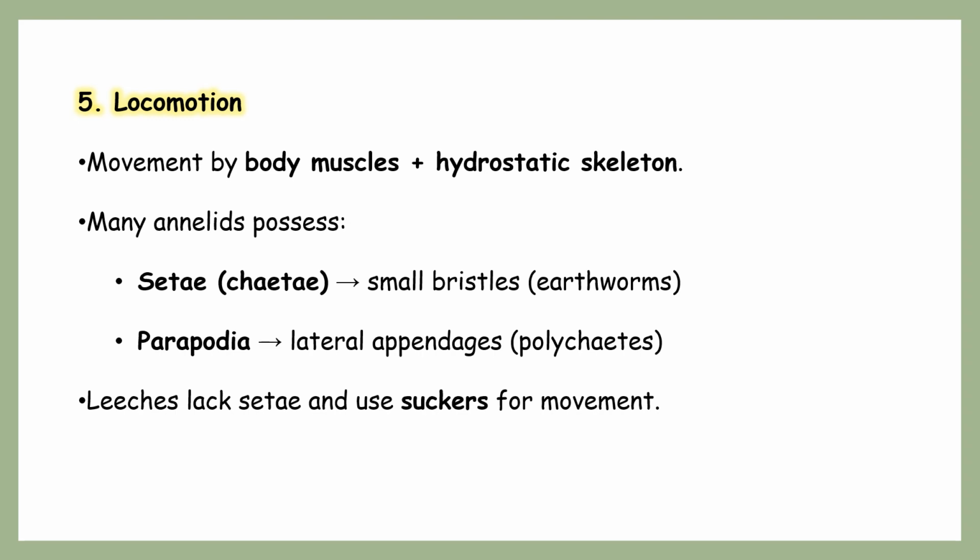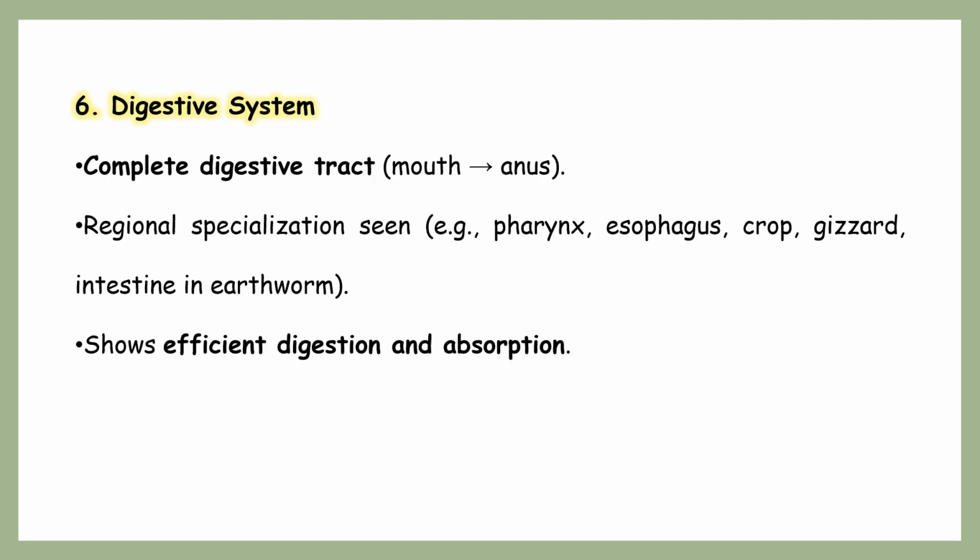On the other hand, very few annelids like leeches don't have any setae or parapodia, but instead they're going to use suckers. They have suckers in their oral region as well as at the posterior end of their body, and with the help of the suckers they move from one place to another. So this is the type of locomotion we can observe in the phylum Annelida.